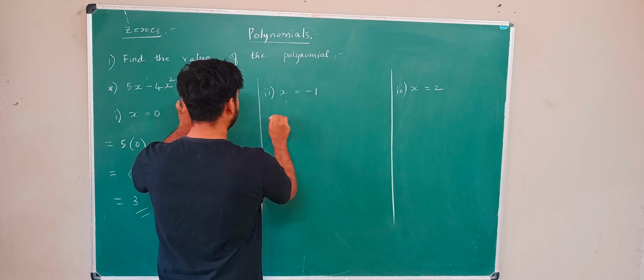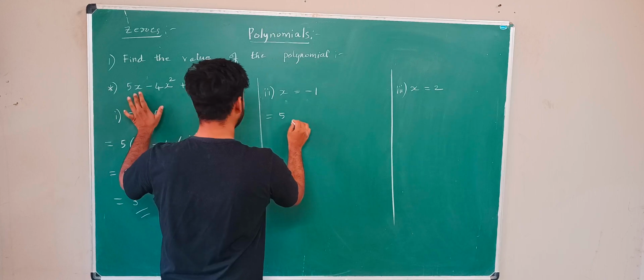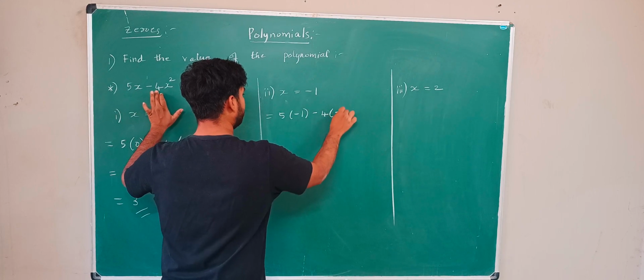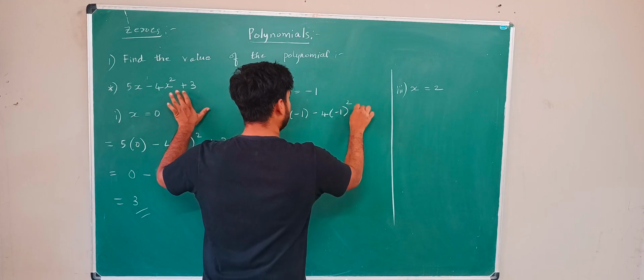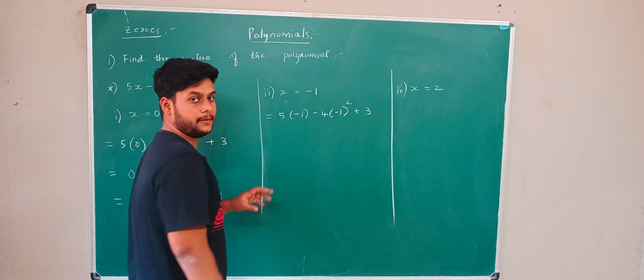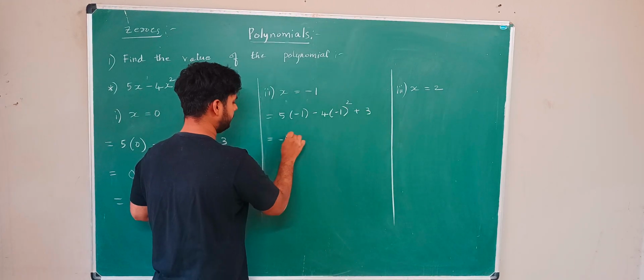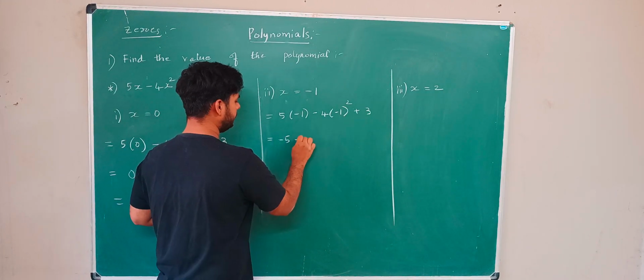Next, same equation, 5x minus 4x square plus 3. Now this time x is minus 1. So p of x is how much? 5 of minus 1 plus minus 4 of minus 1 the whole square plus 3. Okay, this is a very interesting sum now. See here, 5 into minus 1, the answer is minus 5. Okay, so minus 4 is there.